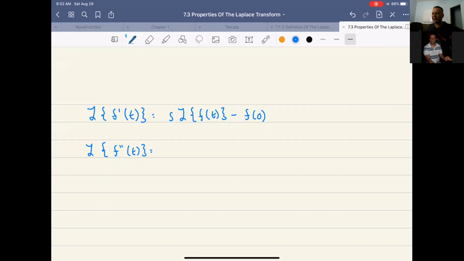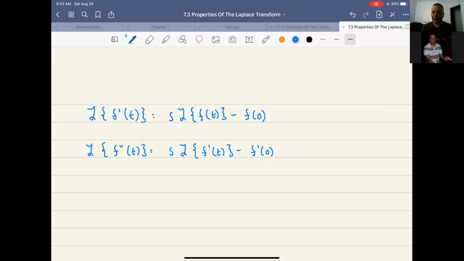Of course, we assume that the Laplace transform exists. So now, I can actually do this sort of inductively. The first thing that I can do is, well, you know what? The second derivative is the derivative of the derivative, right? So I could say this is s L of f prime of t minus f prime of 0, right?